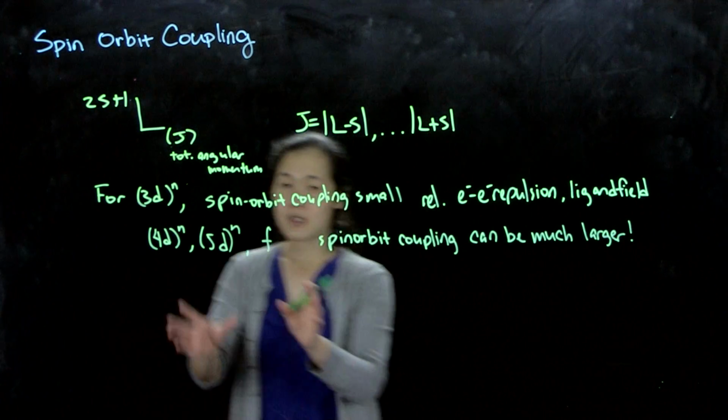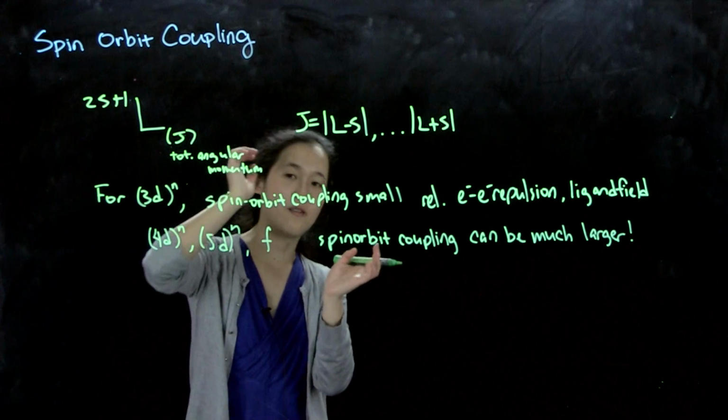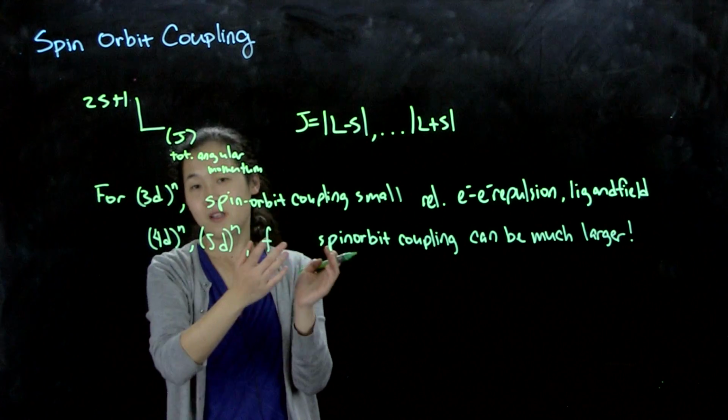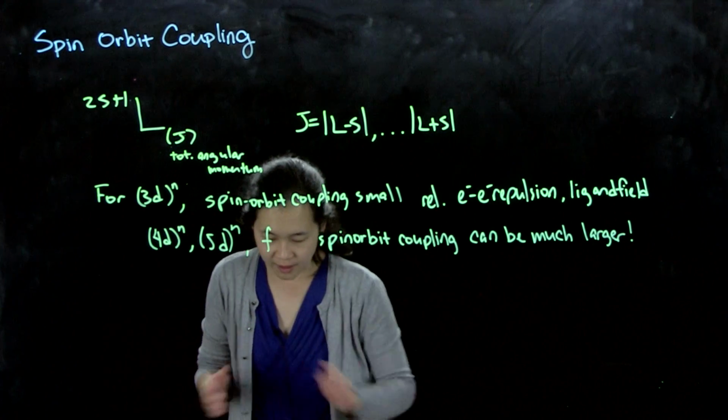In fact, in some scenarios, you might even start off with spin-orbit coupling as a splitting and then treat electron-electron repulsion or the ligand field as perturbations. It's that much bigger. OK. What else did I want to say?